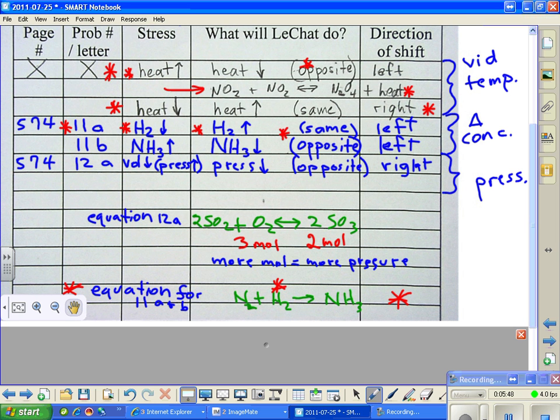Now, on the next problem, we're increasing the amount of ammonia. That's actually putting more of the ammonia gas into the reaction vessel. And LeChat, of course, wants to take it out. And the only way he can take it out is going to the opposite side. And we see ammonia's on the right. The opposite side is the left. And so this is also a shift left, because the stress was different. Here the stress was with the ammonia. The one before, the stress was with the hydrogen.